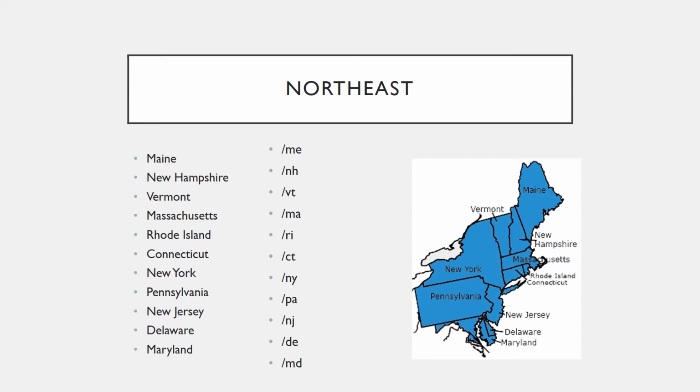In the Northeast, you will find the following states: Maine /ME, New Hampshire /NH, Vermont /VT, Massachusetts /MA, Rhode Island /RI, Connecticut /CT, New York /NY, Pennsylvania /PA, New Jersey /NJ, Delaware /DE, Maryland /MD.